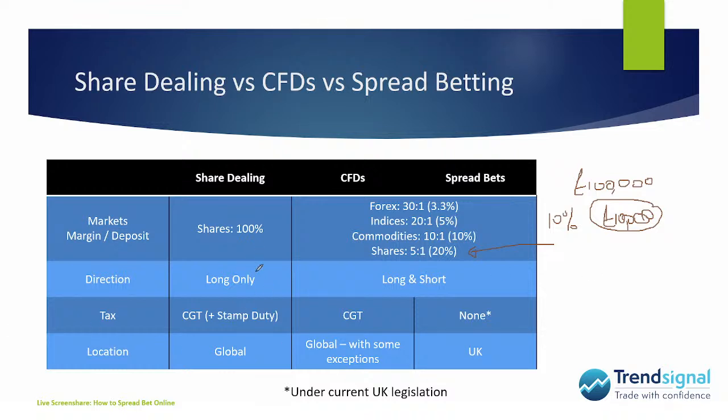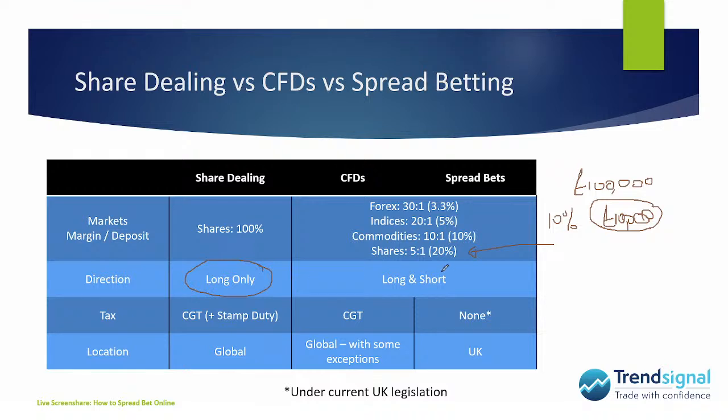The other thing about a share dealing account is you can typically only go long. What does that mean? You're long of the stock means you buy the stock hoping that the price can go up, and you only really make money from the price going up. Okay, maybe dividends, but in other words, you're looking to make money from rising prices.